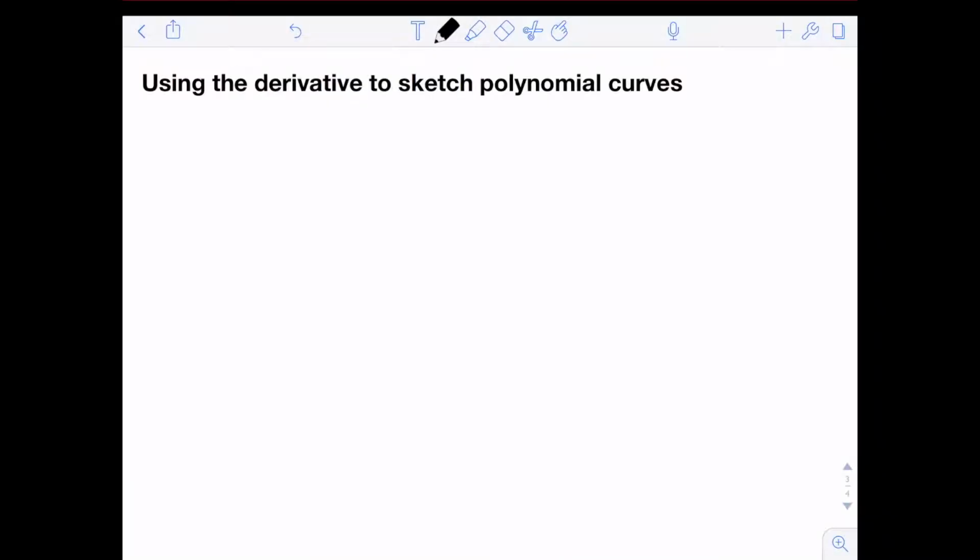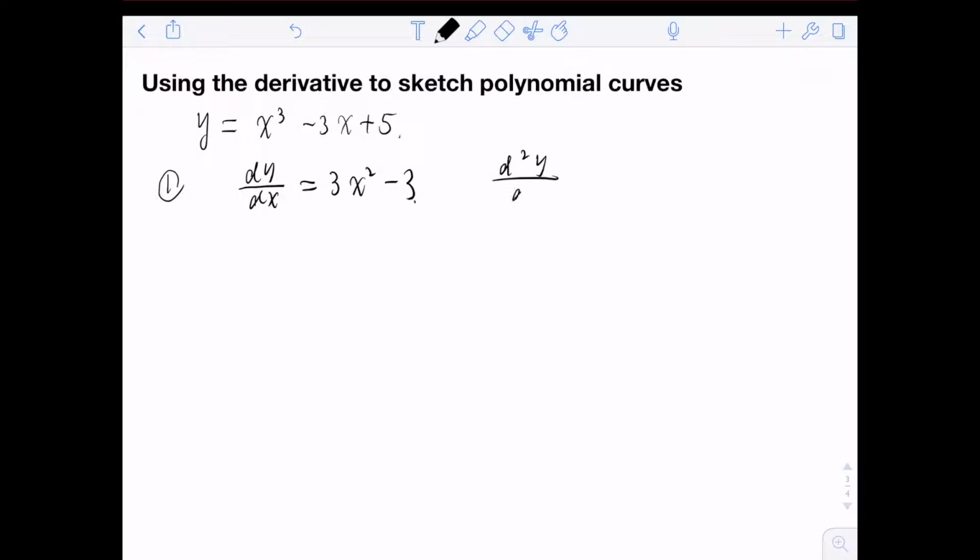Let's try a simple question. y equals x cubed minus 3x plus 5. So step 1: find the first derivative and the second derivative. So let's do dy/dx equals 3x squared minus 3. And the second derivative, d squared y over dx squared, gives us 6x.